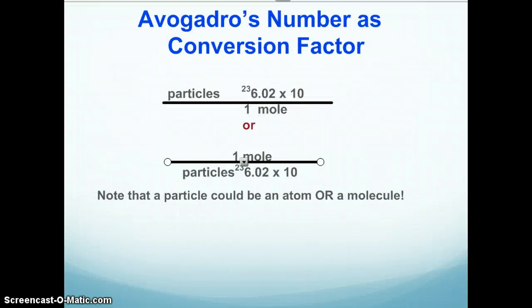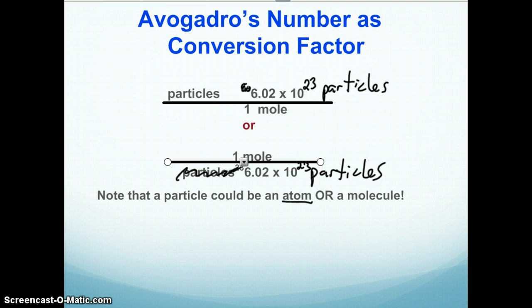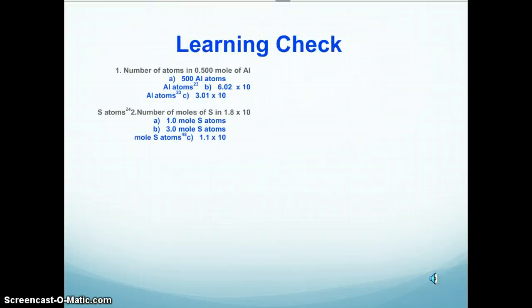All right, so one way to look at Avogadro's number is just as another conversion factor. So we have 6 times 10 to the 23rd particles per mole, or 1 mole equals 6 times 10 to the 23rd particles. And a particle can be an atom or a molecule. The way we use this is we can go back and forth between moles and numbers of atoms, as a simple conversion factor.